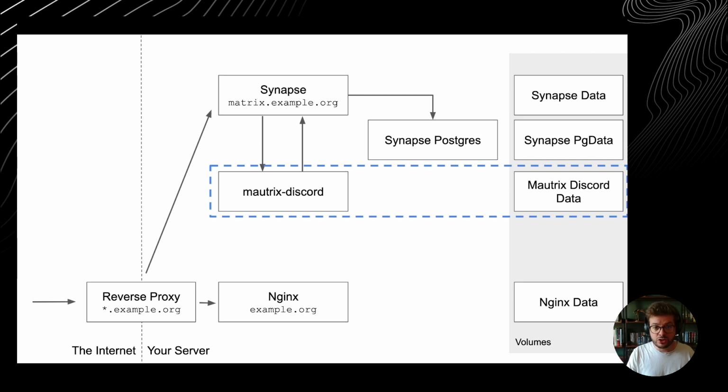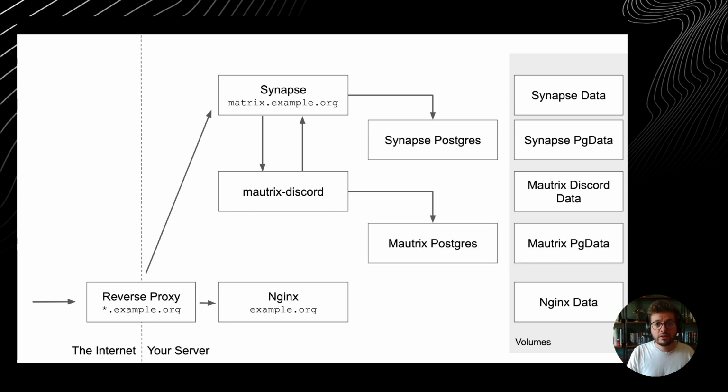It's going to be generated by the bridge and dumped into the volume we assigned it. We will move it to Synapse's volume and update Synapse's configuration to take it into account. And finally, the bridge will need a database which will itself have a volume to persist data.